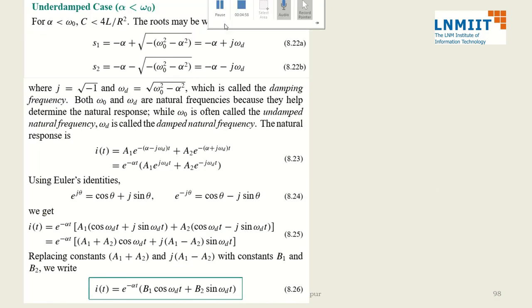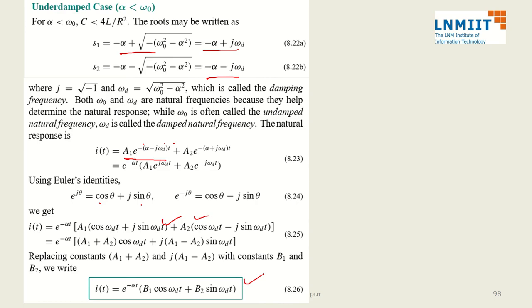And if alpha is less than omega, I am going to get complex conjugate roots. When I put this using Euler's identity, e raised to power minus j theta is cos theta plus j sin theta, and solve this, eventually I get e raised to power st, or e raised to power minus alpha t, times b1 cos omega d t plus b2 sin omega d t. I can call them a1 cos omega d t plus a2 sin omega d t, that is all fine, where omega d is the square root of omega naught squared minus alpha naught squared.